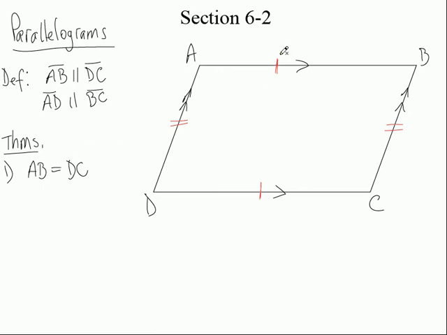Is that the only thing that's true, just these two sides are equal? No. What else is true? That AD is also equal to BC, equal to each other in length. These are two different things, aren't they? The definition says they're parallel to each other. The first theorem says the opposite sides are equal to each other. Well, there's something else that's true. Let's take a look.